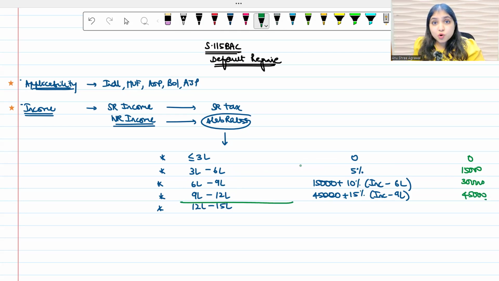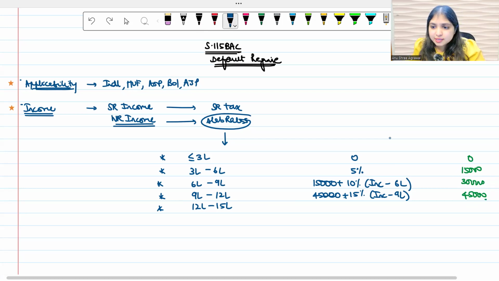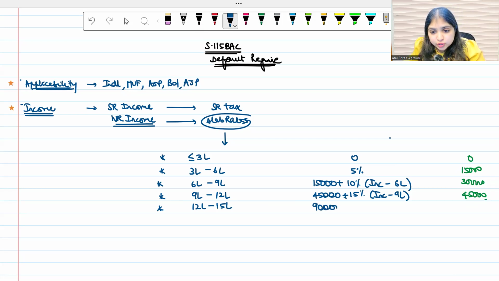So if your income is more than 12 lakh, then up to 12 lakh of your income, you anyways have to pay 90,000 tax, guys. Sum of all these numbers, you'll anyways have to pay 90,000 tax, 90,000 plus 20% of whatever income you have earned in excess of 12 lakh.